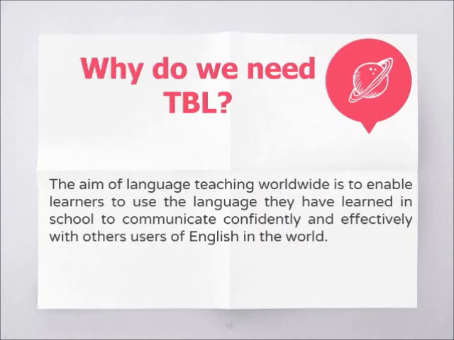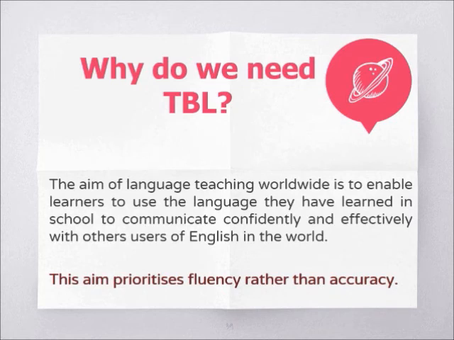Why do we need TBL? The aim of language teaching worldwide is to enable learners to use the language they have learned in school to communicate confidently and effectively with other users of English in the world. This aim prioritizes fluency rather than accuracy. That is to say, learners should be able to use language with speed and confidence, even if this means sacrificing grammatical accuracy.